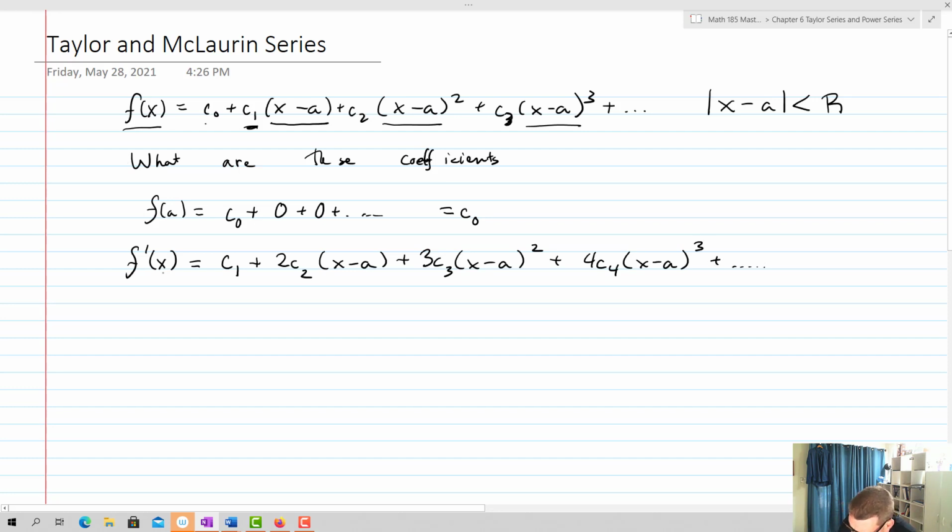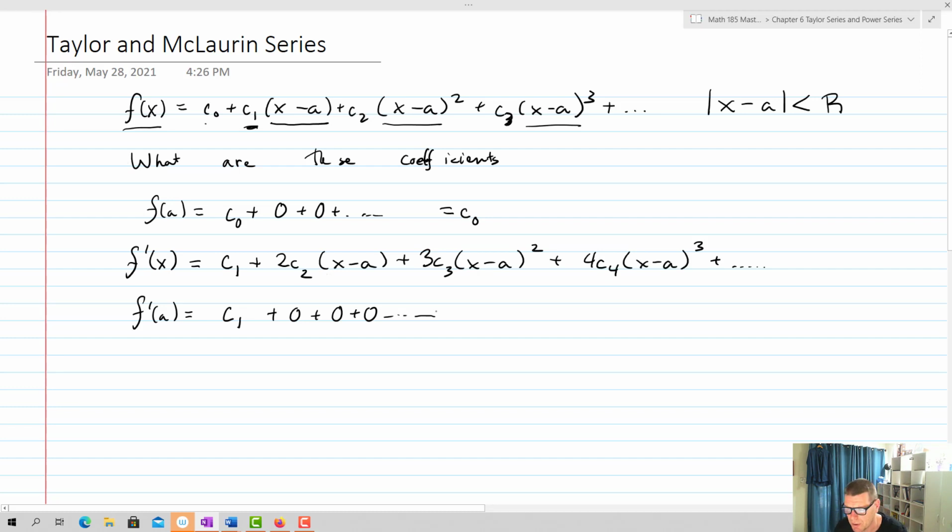Now, what we'll do is plug a into f prime of x, so that's going to give me f prime of a, which is just going to equal c1, okay? So it'll end up equaling c1 because we're going to get c1 plus 0 plus 0 plus 0 all the way on down. So c1 is going to be f prime of a.